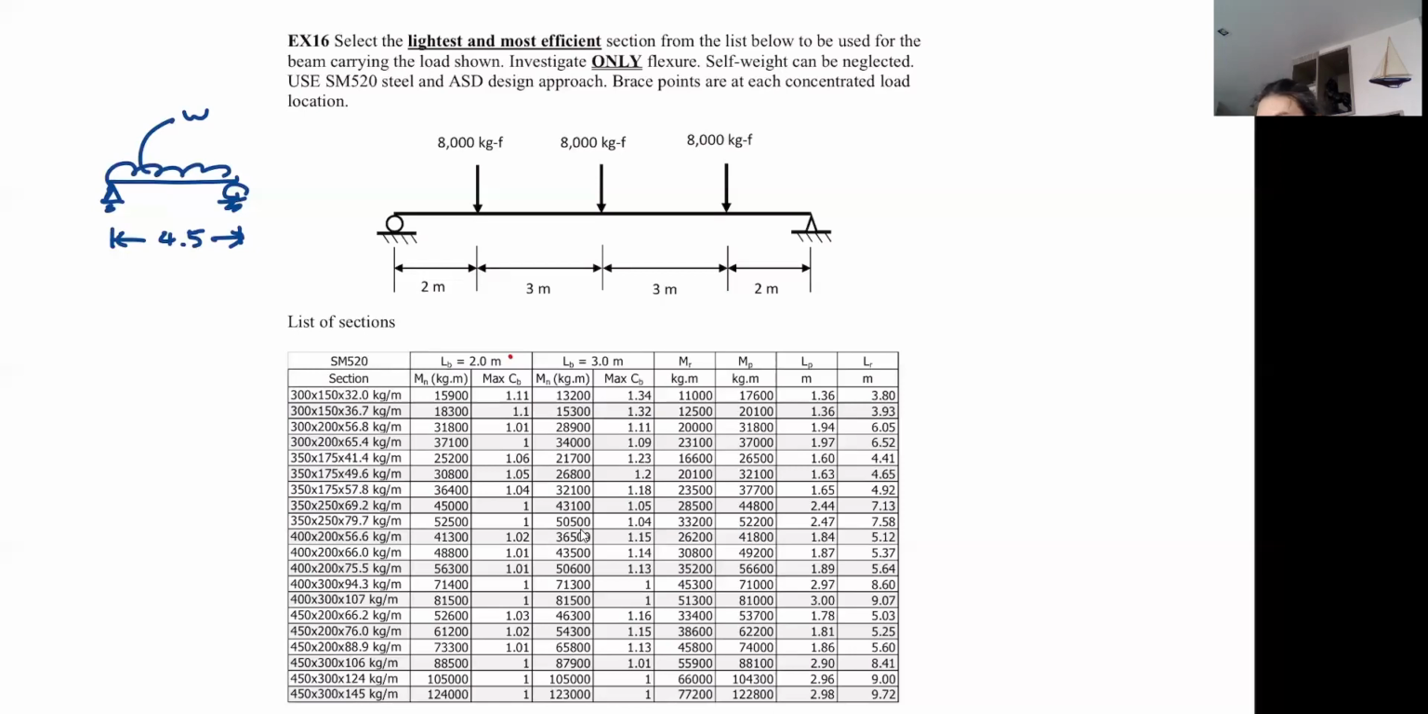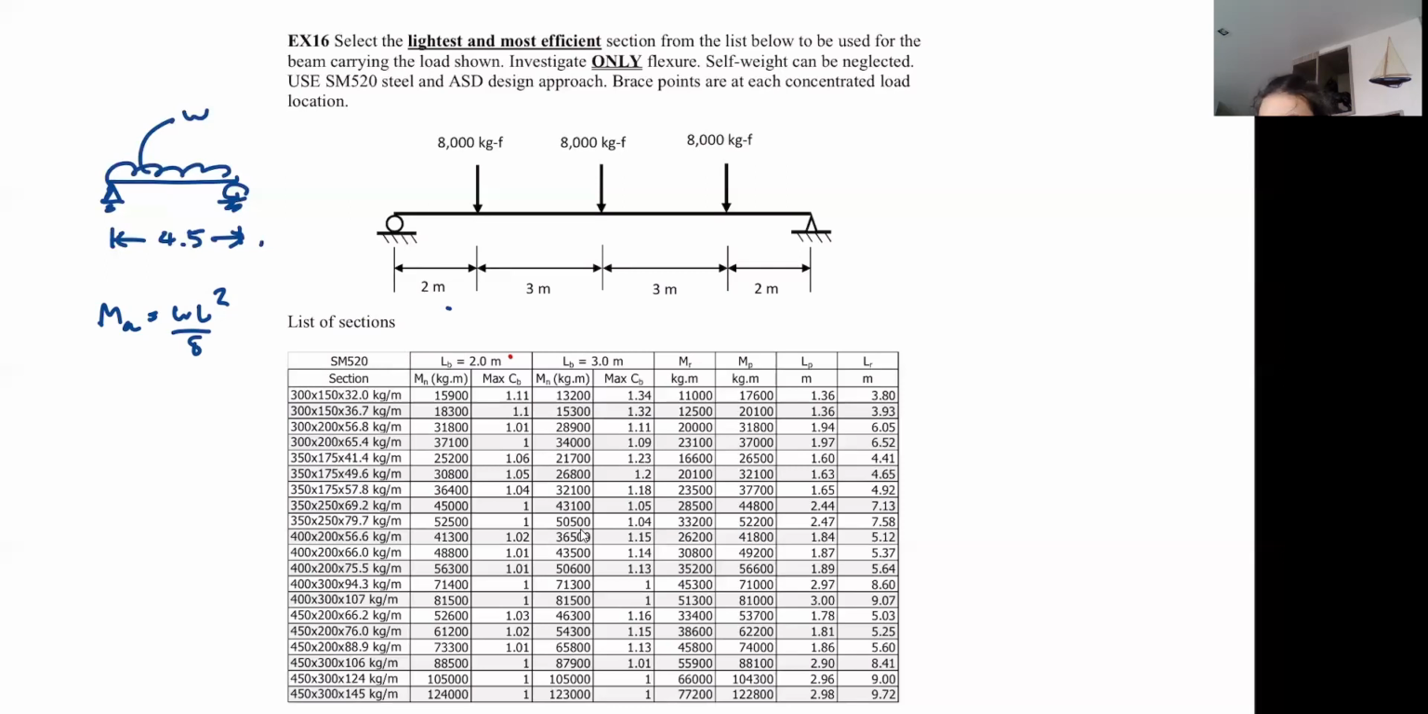So like this, for your project, when you calculate, let's say we're going to use ASD. Now you're going to have your MA, which is again WL squared over 8. And 4.5 meters is pretty long. Now you know you're going to have to enter the table with LB equal to 4.5. And chances are your beam is not going to be able to reach MP.